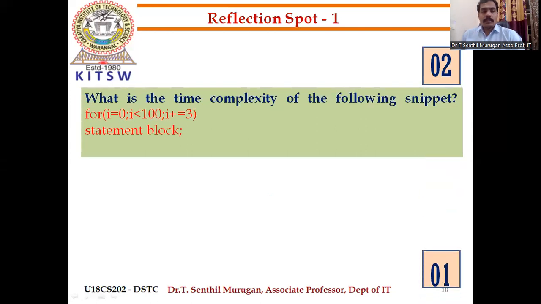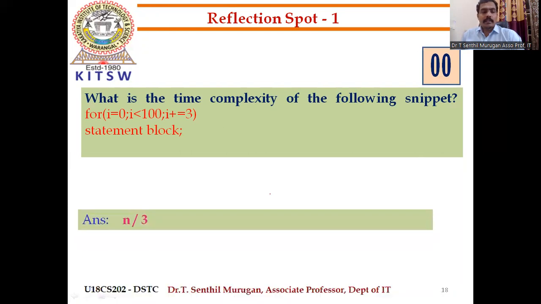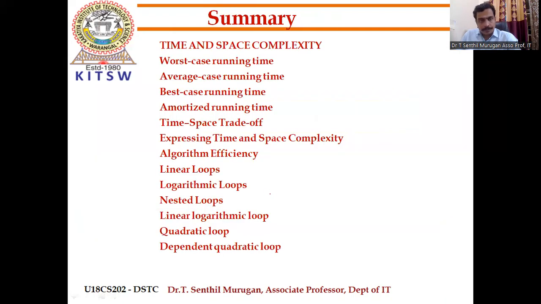Okay, now your time is going to be over. I hope you have written the correct answer. Compare it with my answer. If you have written this answer, it is correct: n by 3. The loop will be executed every 3 steps, so n by 3 is the answer. If you have written the correct answer, we will proceed further. Otherwise, go back and watch the video, then try to answer properly.